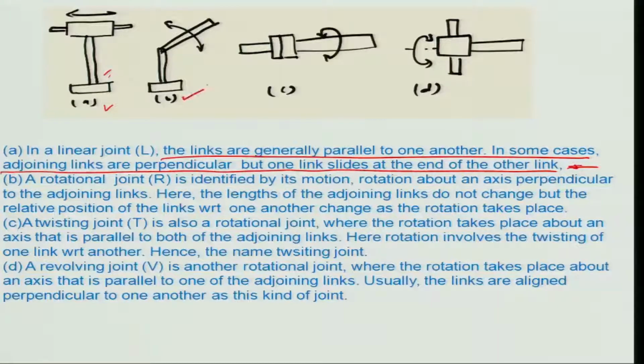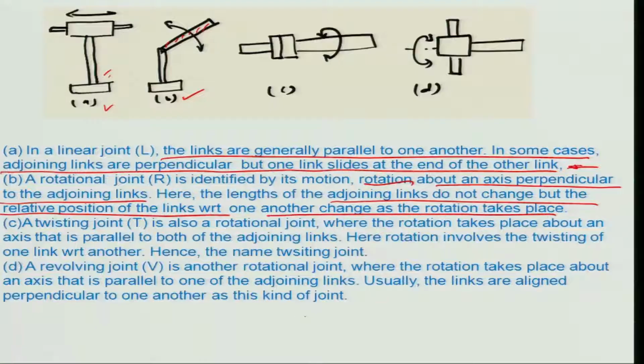A rotational joint R shows some kind of angular motion of one link with respect to the other, the shaded one with respect to the non-shaded one. So, it is identified by its rotational motion about the axis perpendicular to the adjoining links. Here the lengths of the adjoining links do not change, but the relative position of the links with respect to one another changes as rotations take place.